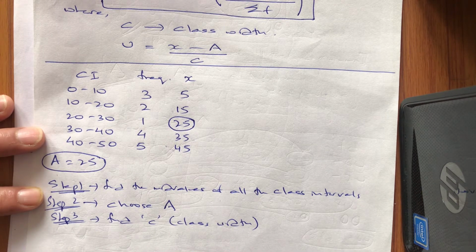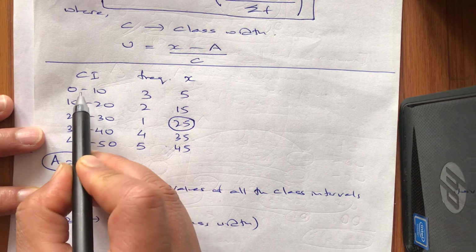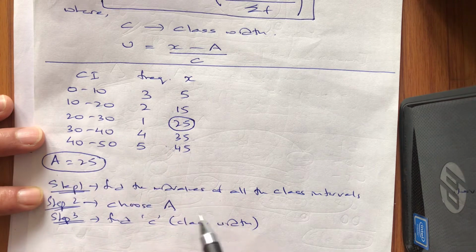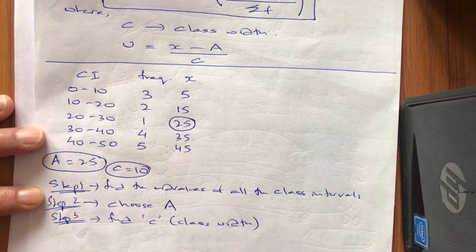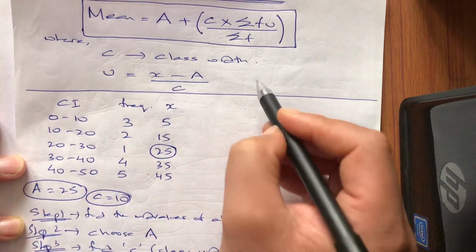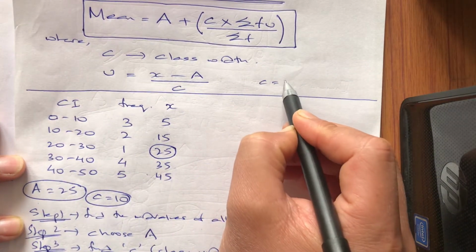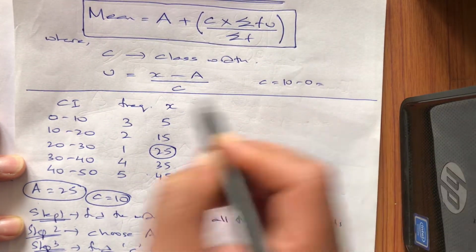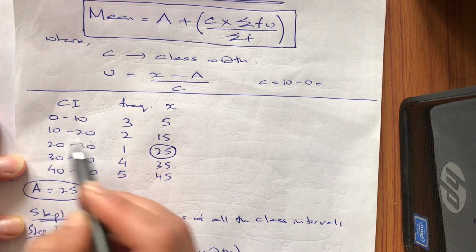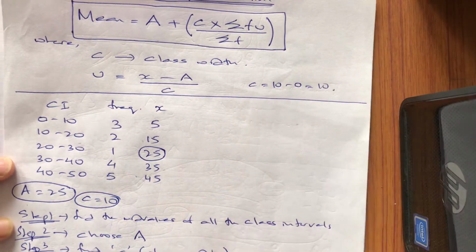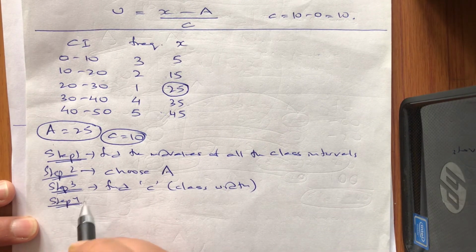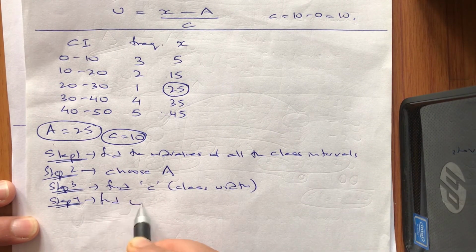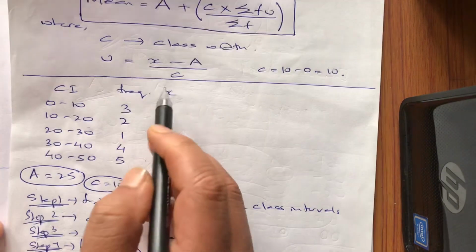Let's say someone chooses the first one: 10 minus 0, so C is equal to 10. How did we get the class width? Class width is equal to the bigger number minus the smaller number. Since you can choose any interval, we get C equal to 10. So that is step 3. Now step 4 is to find U, and we've already given you the formula to find U.